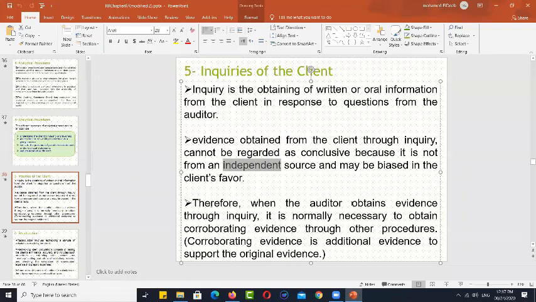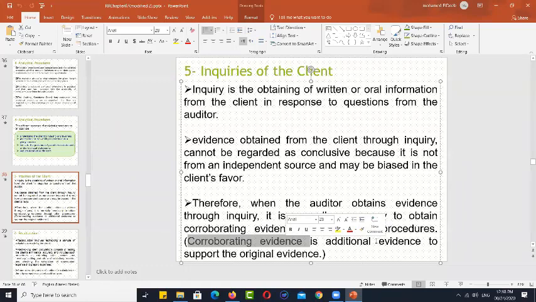Therefore, when the auditor obtains evidence through an inquiry, it is normally necessary to obtain corroborating evidence, additional evidence through other procedures. Of course, corroborating evidence is additional evidence to support the original one.